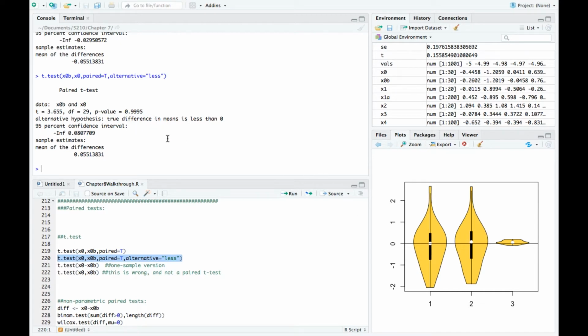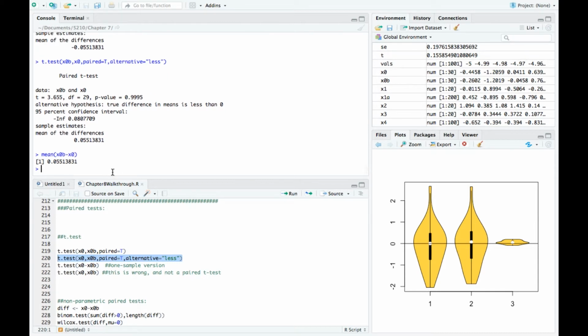So the idea would be, well, I think things in this case are going to get better. And I know that because of that, I've subtracted, so if you do mean x0b minus x0, you see it's positive. So I think things are going to get better. So the alternative less means that the first one's going to be less than the second one.